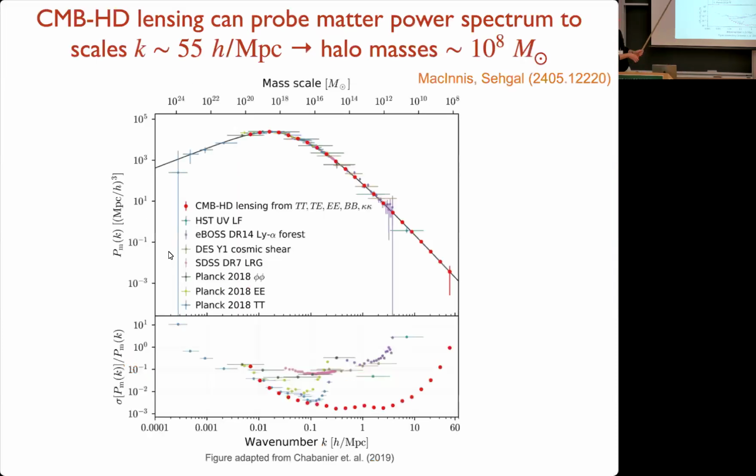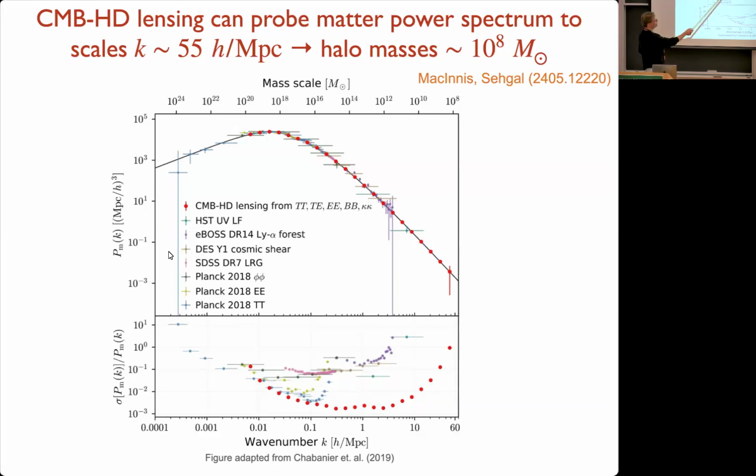So CMB-HD lensing. CMB-HD really tries to push lensing to a quantitatively new frontier. And it can probe the matter power spectrum to scales k of about 55 h inverse megaparsec, which corresponds to halo masses of about 10 to the 8 solar masses. Here's a plot of the matter power spectrum. So you see a lot of previous data on it as well.